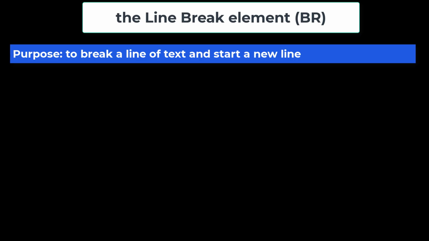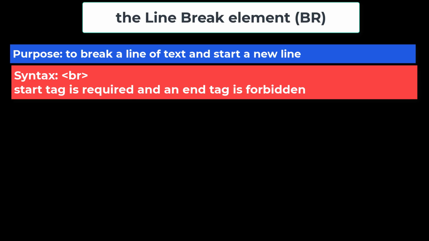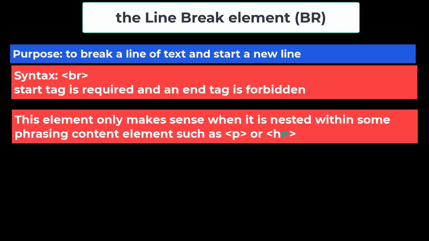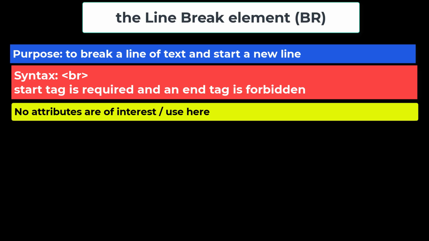Now we come across the unusual line break element, BR. Its purpose is to break a line of text and start a new line. The syntax is simply a start tag, BR, which is required, an end tag is forbidden. This element only makes sense when it is nested within some phrasing content element such as P or a header. There are no attributes of interest or use here.